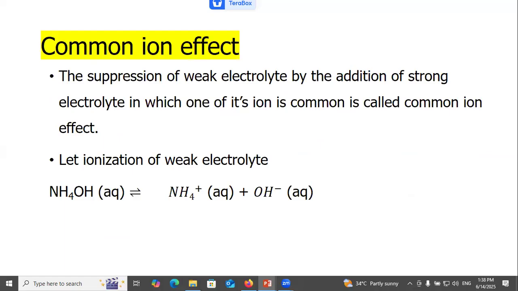Common ion effect. The suppression of ionization of a weak electrolyte by the addition of a strong electrolyte in which one of its ions is common is called the common ion effect. Let us take the ionization of the weak electrolyte ammonium hydroxide: NH4OH gives NH4+ and OH- ions.